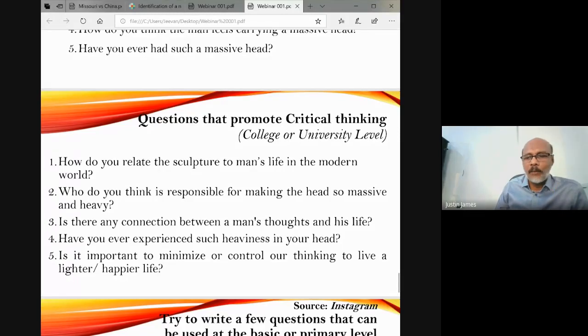So the last question also involves decision making, where a student is taught to think critically and make his own decisions. As a teacher, we cannot influence their decision. We can only give them a chance to analyze the situation and come to their own conclusions.